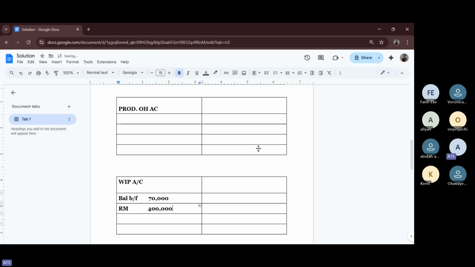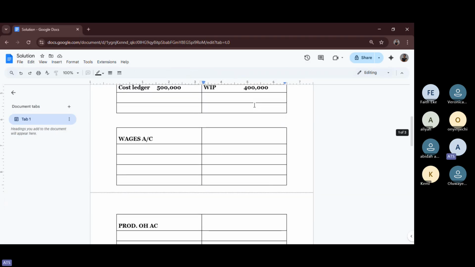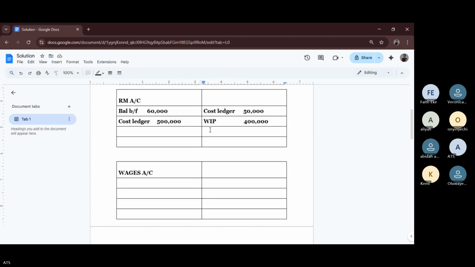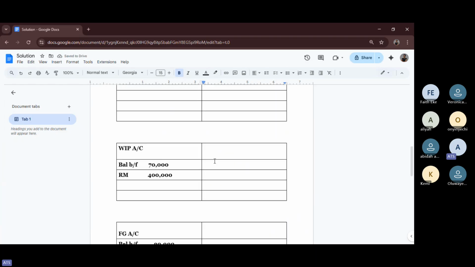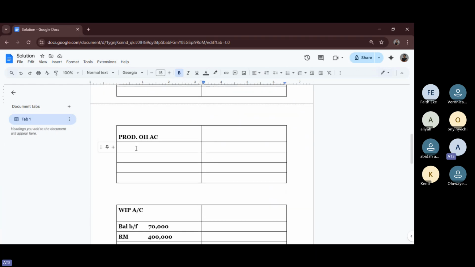Then you have to treat the second one. So where is that second one going to now? Indirect materials. Where are you taking it to? Production overhead. Yes. 80,000. This preparation is basically just your normal double entry. You just have to know which account everything is going to. So you come to production overhead account and you debit it the raw material.